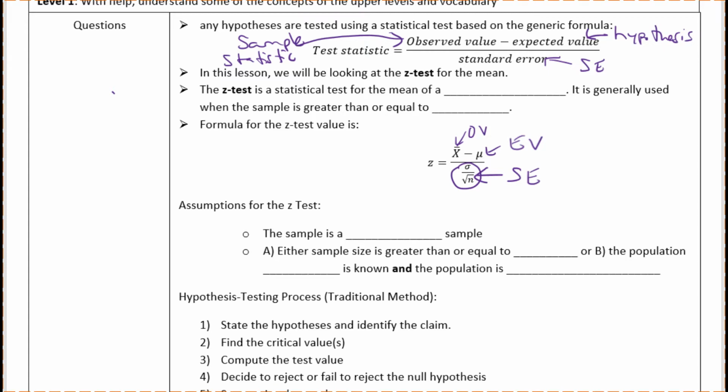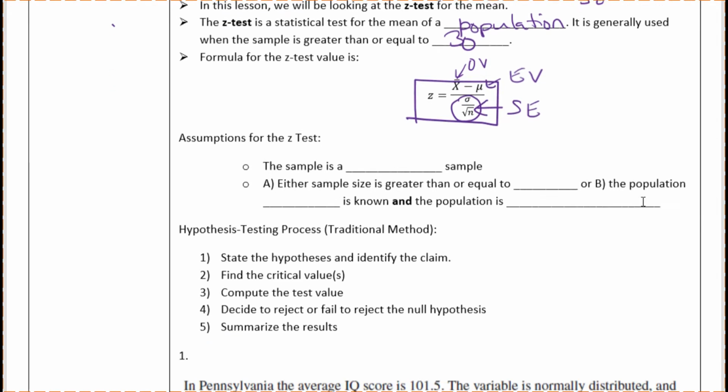Alright, so the z-test is a statistical test for the mean of a population. If you want to find the mean of a particular population, assuming that the sample size is greater than or equal to 30, so if the sample is large enough, then you can go ahead and proceed with the z-test. The formula for the z-test is the same formula that we use for the central limit theorem and those other lessons.